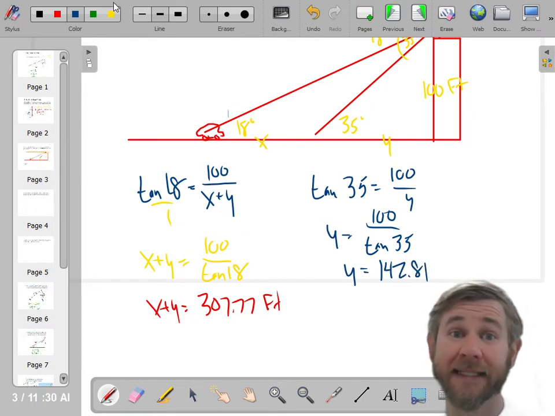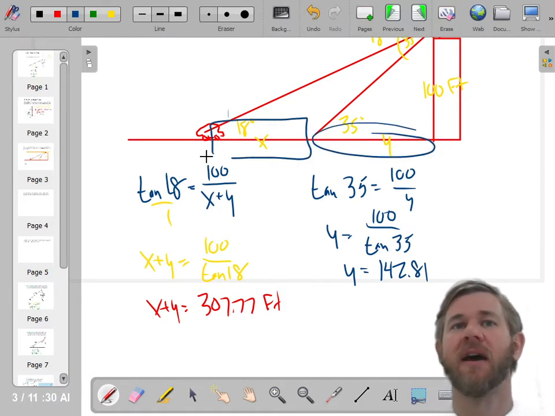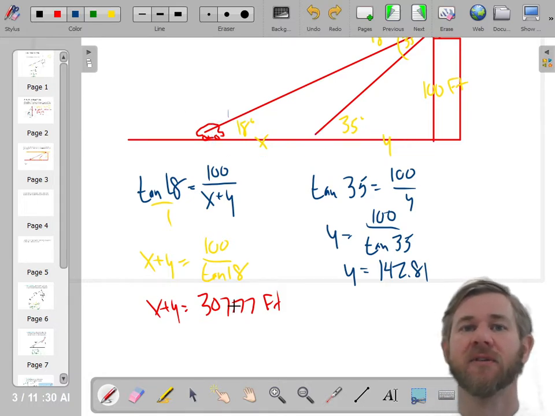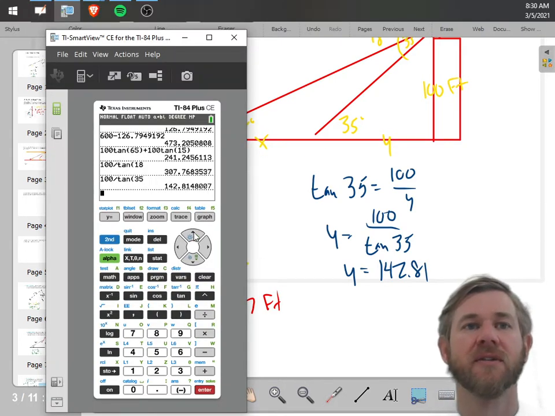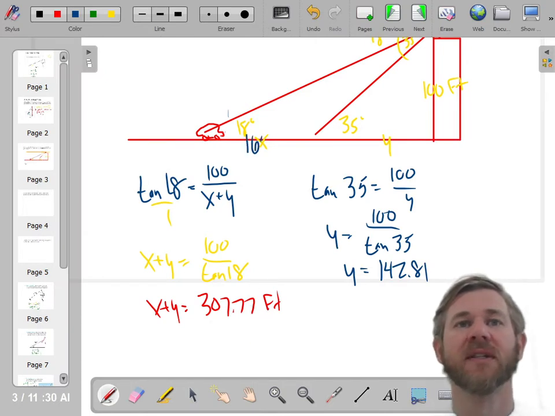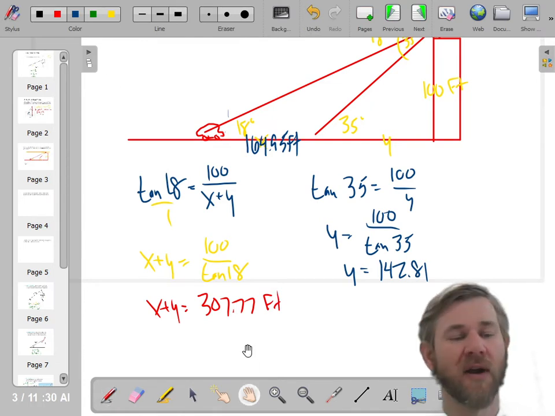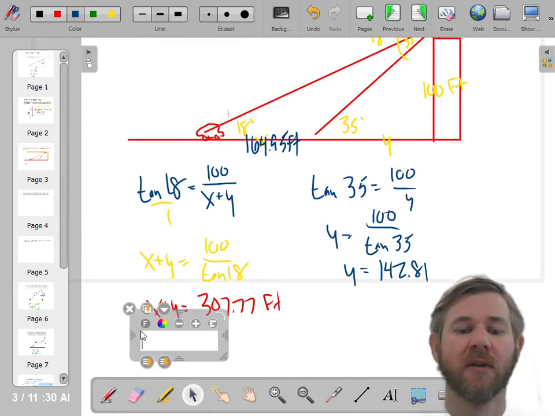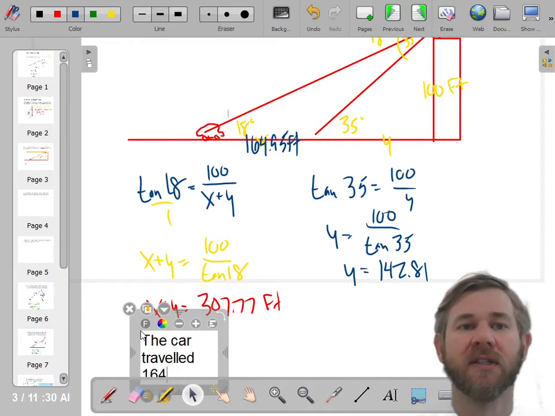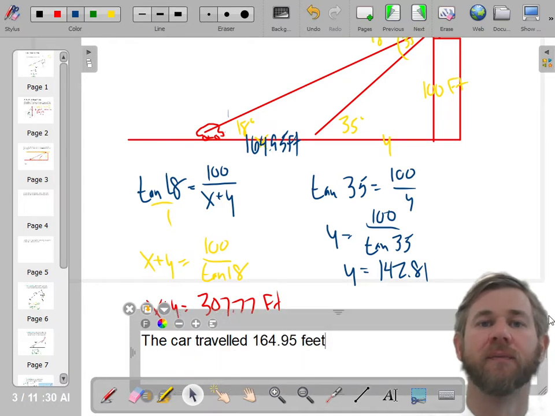So if I want to figure out x, I know the total distance from the car originally to the building, and now I know this distance. If I want to figure out how far the car traveled, I just need to subtract 307 minus 142. So 307, again, look how I'm not rounding anything, minus 142, is 164.95. So that means this is 164.95 feet. That's how far the car traveled. It's a word problem, so we should put a word answer in here. The car traveled 164.95 feet. Oh, whoa, that's not how you spell feet. There you go. Boom.